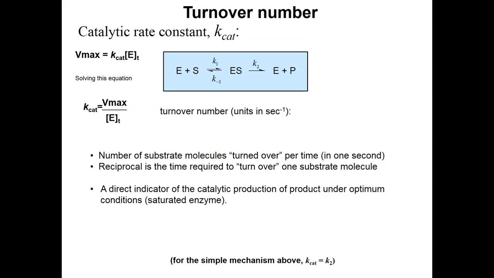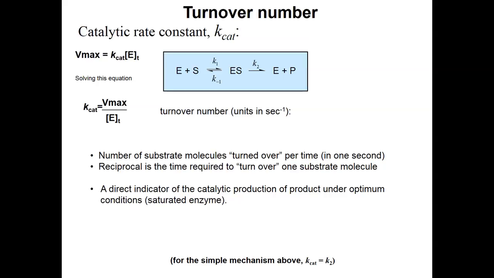So again, as I put here, the Kcat is equal to K2 in our condition. Basically what it means is the number of substrate molecules converted to product per unit time, usually per second, because enzyme catalysis is measured per second. Or reciprocally, you can say the amount of time that is required to take one substrate and flip it to a product. Same thing.